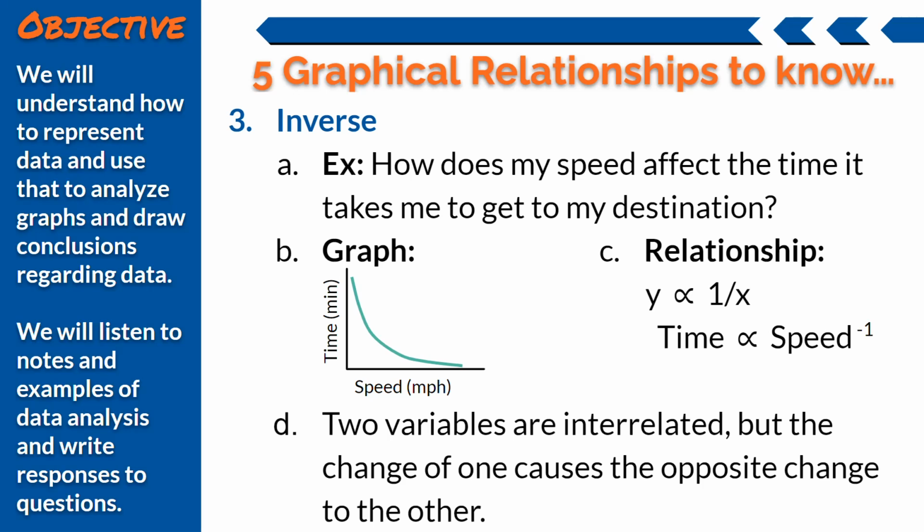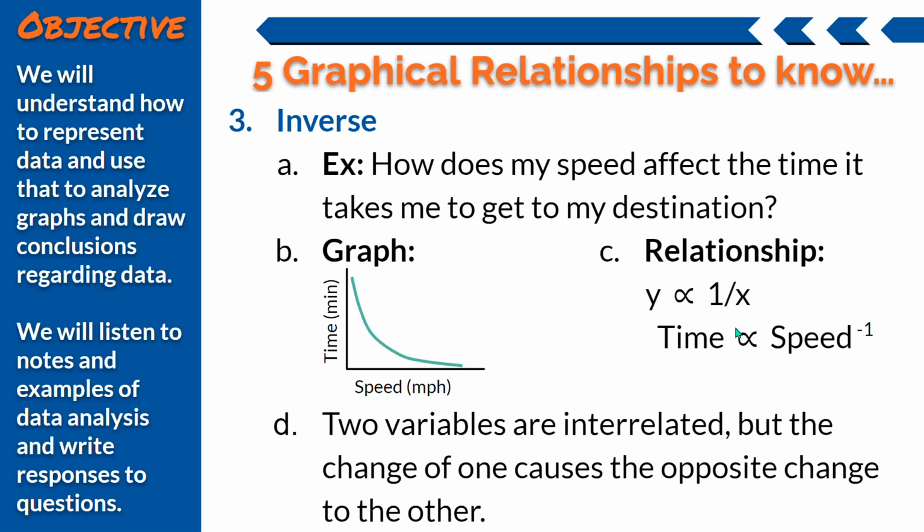This relationship can be described mathematically like this. If you haven't seen this symbol before, I don't know whether or not you've seen this in your math class, this symbol means is directly proportional to, as opposed to is equal to, because it's not necessarily equal to 1 over x, but it is proportional to 1 over x. So in an inverse relationship, I would say that my y variable is directly proportional to the inverse of my x variable, or y is proportional to 1 over x.